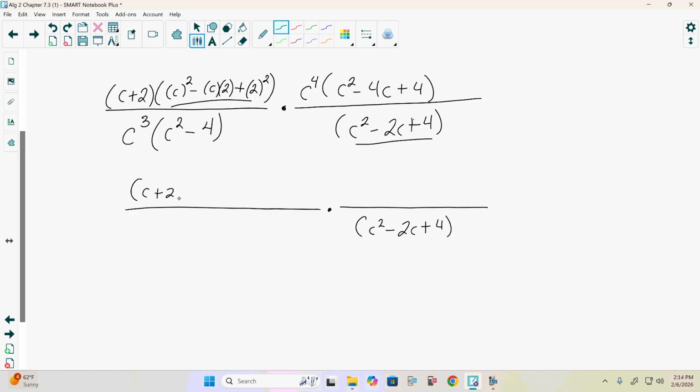Now we can rewrite and simplify the quadratic part of our sum of two cubes. It's going to become c squared minus 2c plus 4.